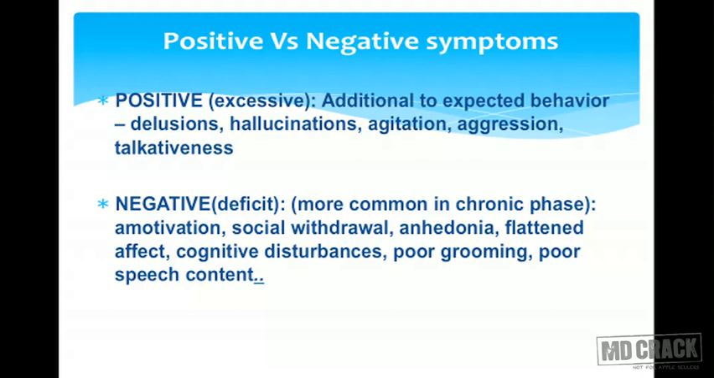This is more common in chronic phases of schizophrenia, in which the patient has a lack of motivation, there is social withdrawal, there is anhedonia. Anhedonia is incapacity to obtain pleasure from normally pleasurable things. There is flattened affect, there is cognitive disturbances, poor grooming, and poor speech content. So this is opposite, this is negative symptoms.